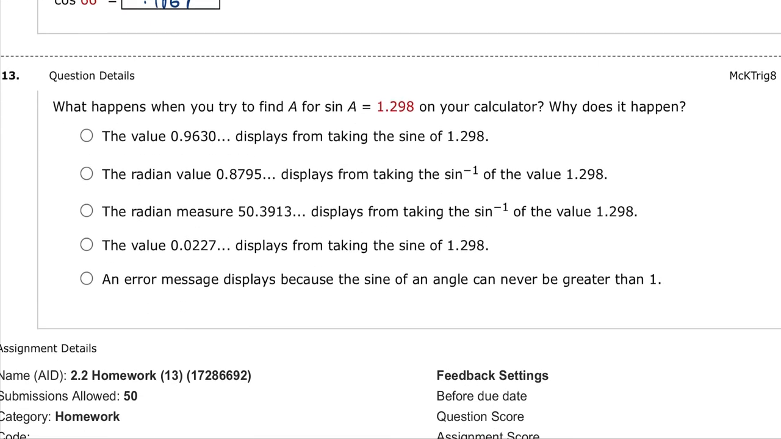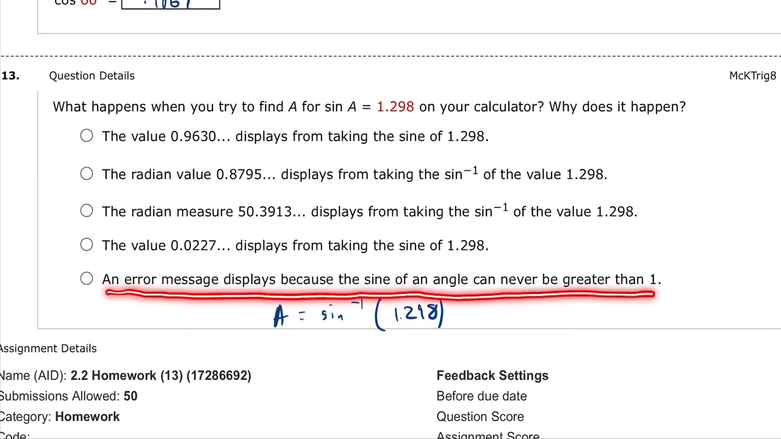For the final problem, what happens when you try to find A for this value? You should try that on your calculator. Do the inverse sine. Whenever you're looking for the angle, you're supposed to always do the inverse to find the angle. If you try this on your calculators, you should get an error message. The reason is because the highest value sine can take on is 1, and the lowest value it can take on is -1. So an error message displays because the sine of an angle can never be greater than 1.